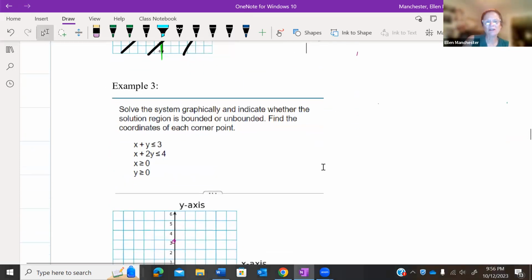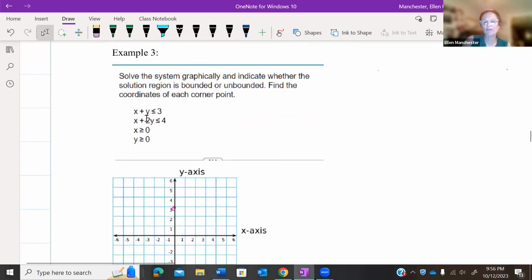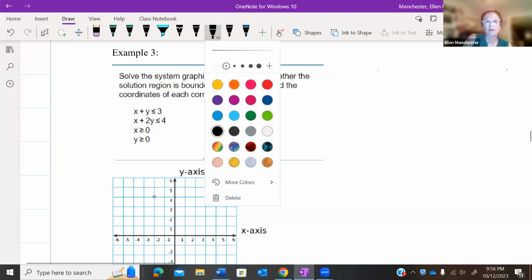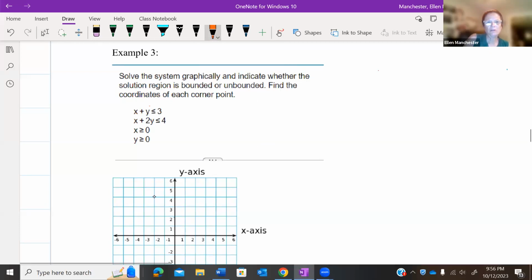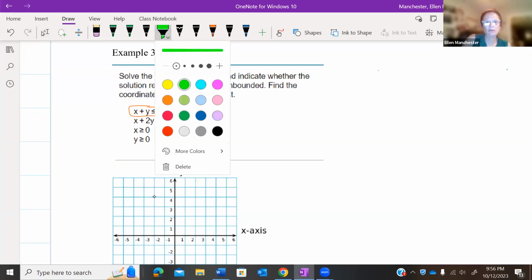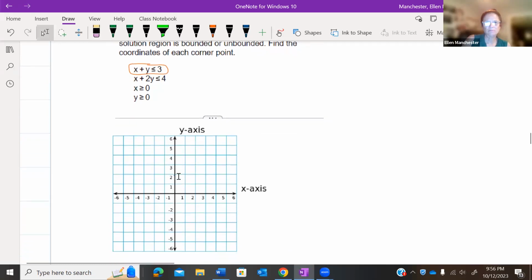Okay. All right, here we go. Here's another one. Now, if you notice, now I have 2 lines. I have my restrictions and I have 2 lines. So I need to get rid of this. I need to use my color. So I'm going to use orange for this one. Okay.